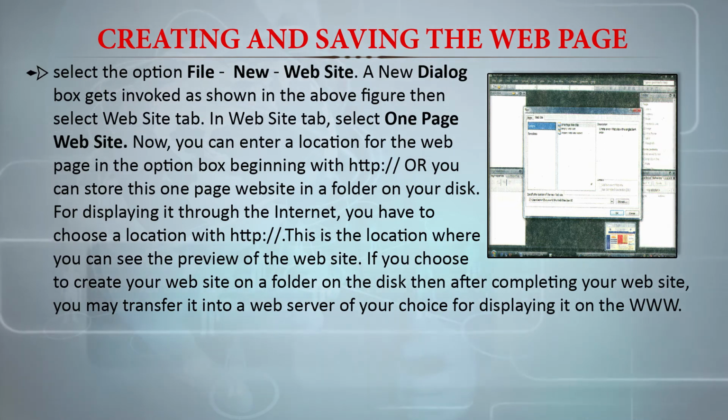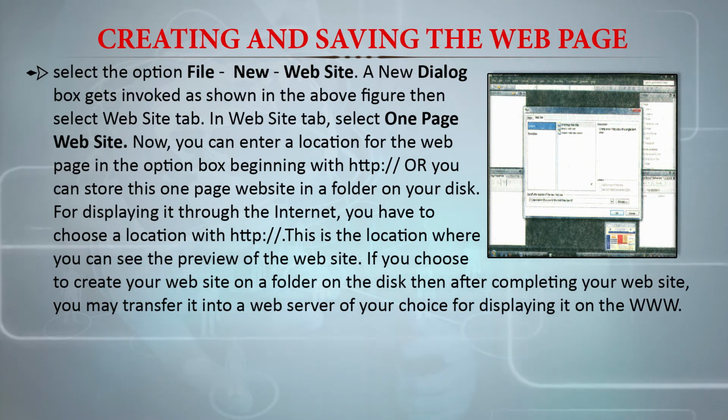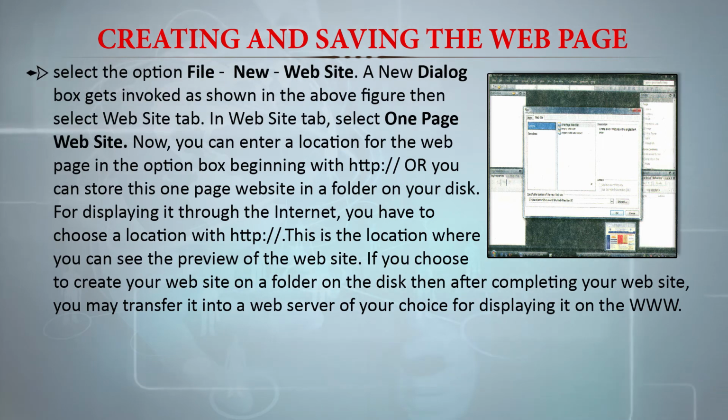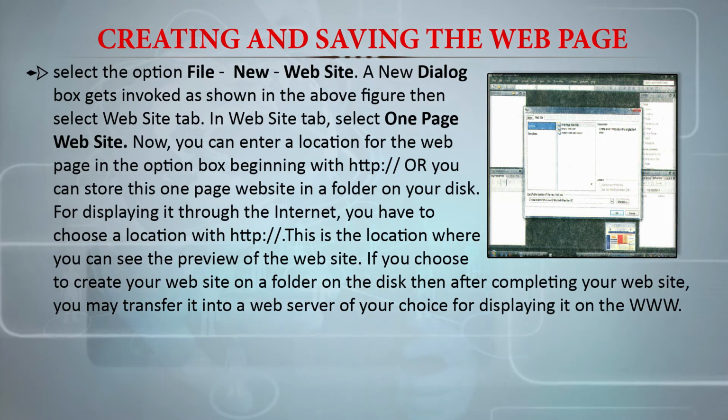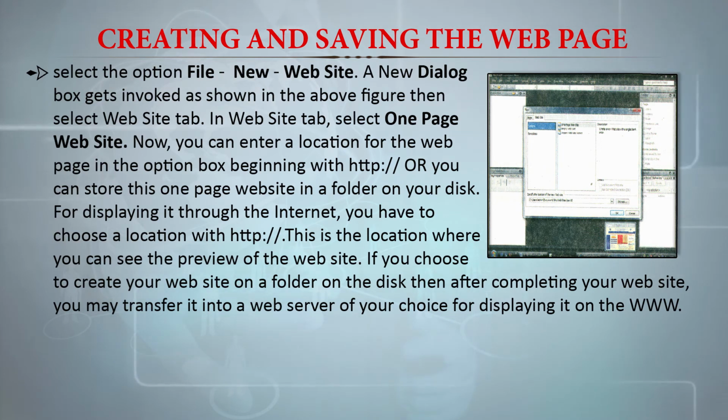Now we can enter a location of the web page in the option box beginning with, let me say, http://, or we can store this one page website in a folder or the disk. For displaying it through the internet, you have to choose a location with http://. This is the location where you can see the preview of the website. If you choose to create your website on a folder on the disk, then after completing your website, you may transfer it into a web server of your choice for displaying it on the World Wide Web.